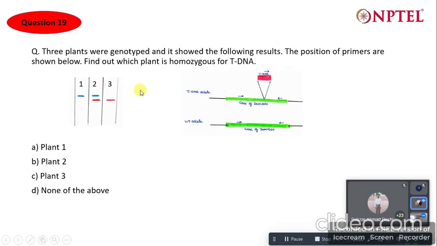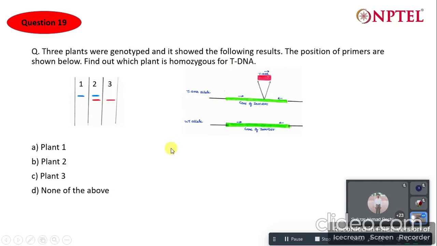Sir, visible now. Yeah. So it's an analytical question. Three plants were genotyped and it showed the following results, and the results are shown here. This is the gel image showing three bands. The position of primers are shown below. So this is the primer position that has been shown. Find out which plant is homozygous for the tDNA.